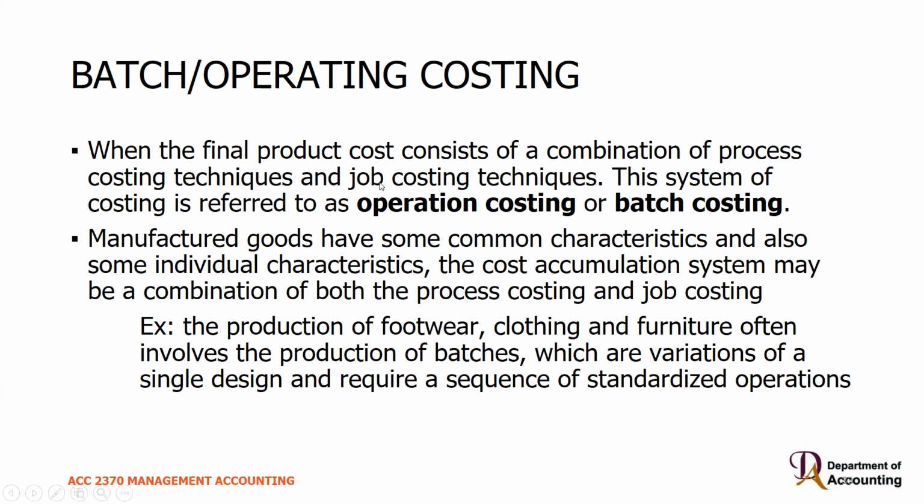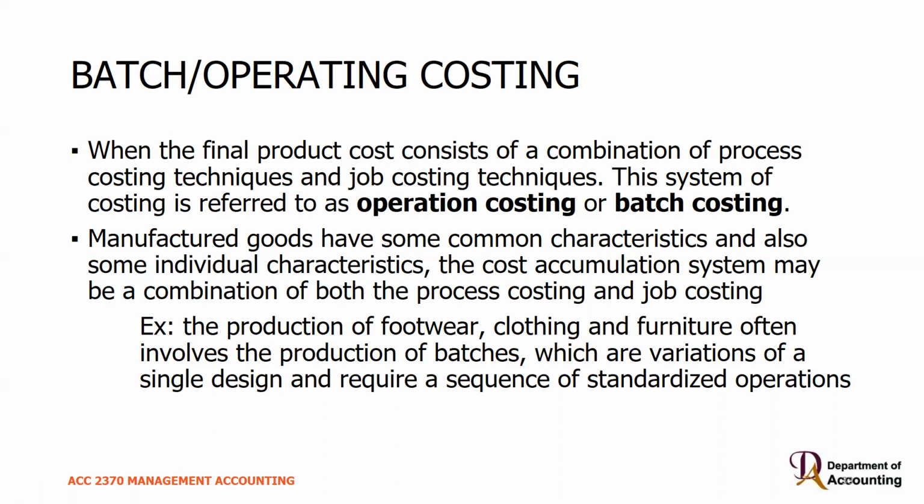So when the final product cost consists of a combination of process costing techniques and job costing techniques, then you call it batch or operating costing. Now, what is the example? Can you remember the example we took in the physical class?